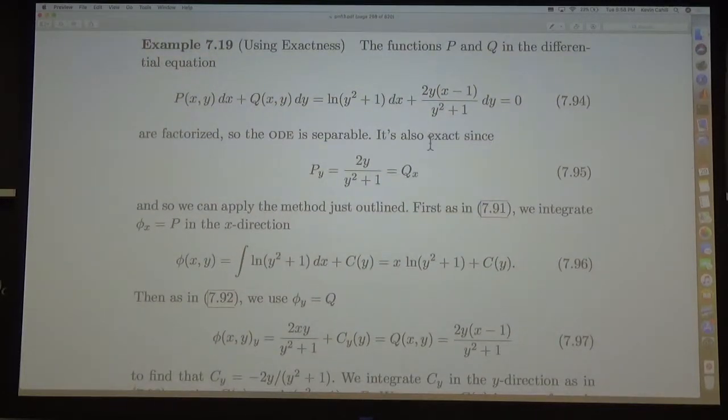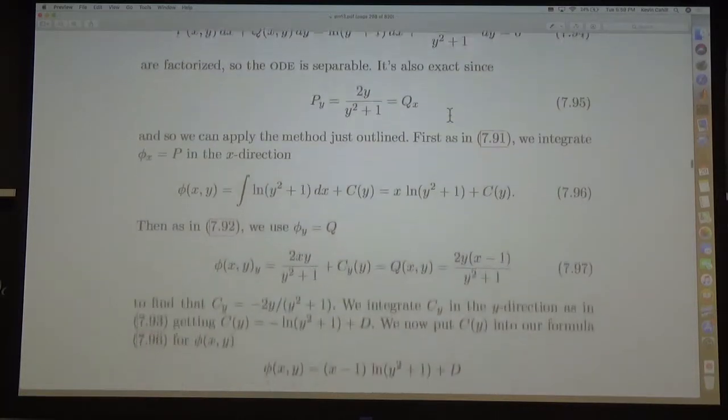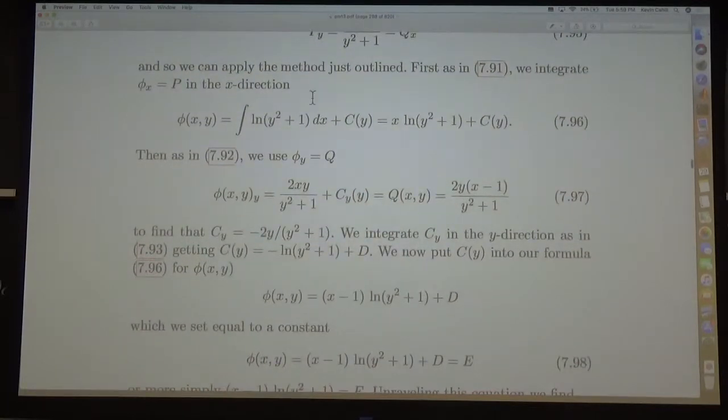Anyway, an example of exactness is, suppose these two functions are p is log of y squared plus 1, and q is 2y x minus 1 over y squared plus 1. They're both factorized, so the ODE is separable. It's also exact because the y derivative of p is the x derivative of q. And so then we can do what we just saw in the abstract.